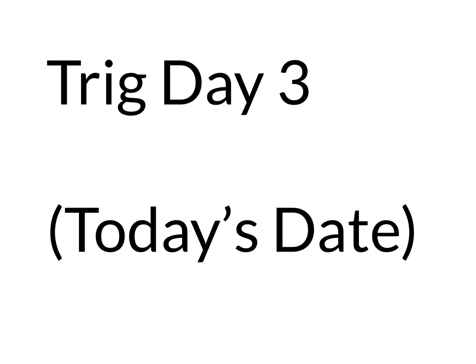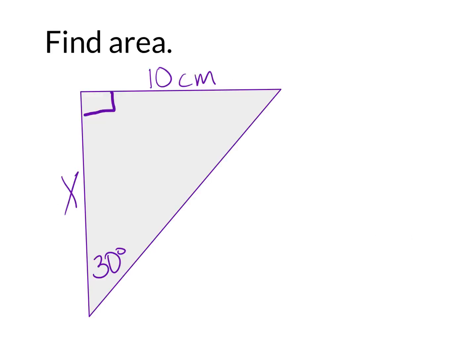All right, Trig Day 3. So today we're going to look at finding area and perimeter whenever you are missing sides of the triangle.